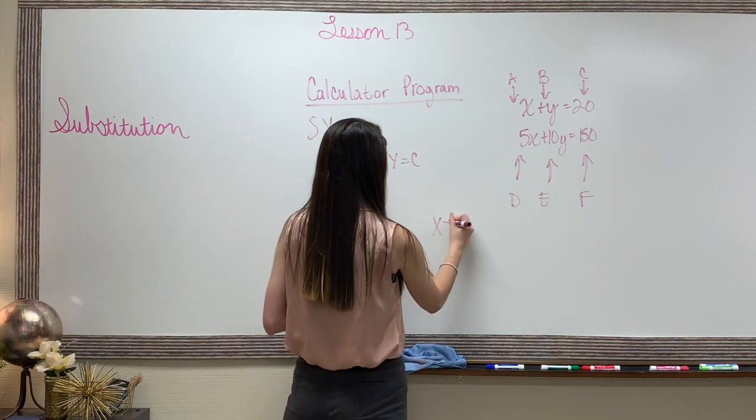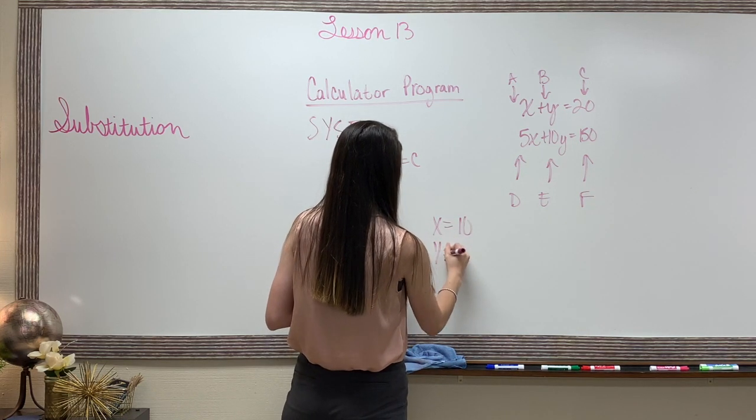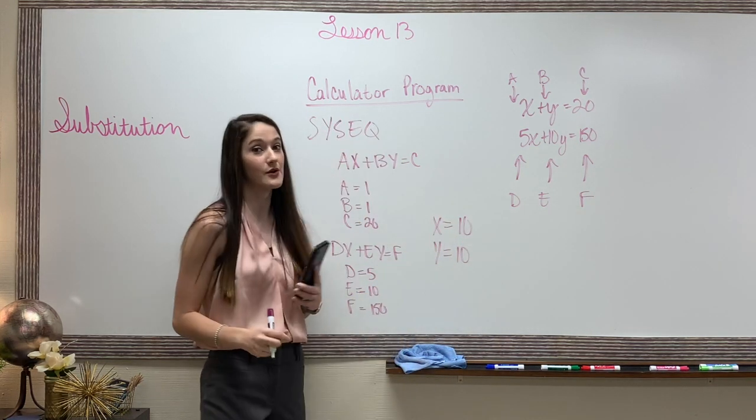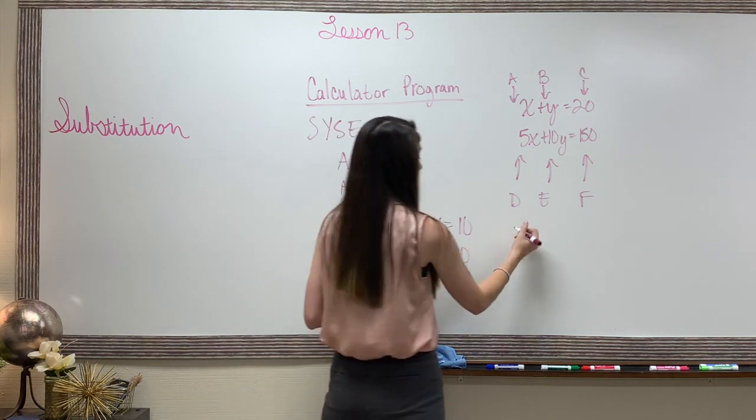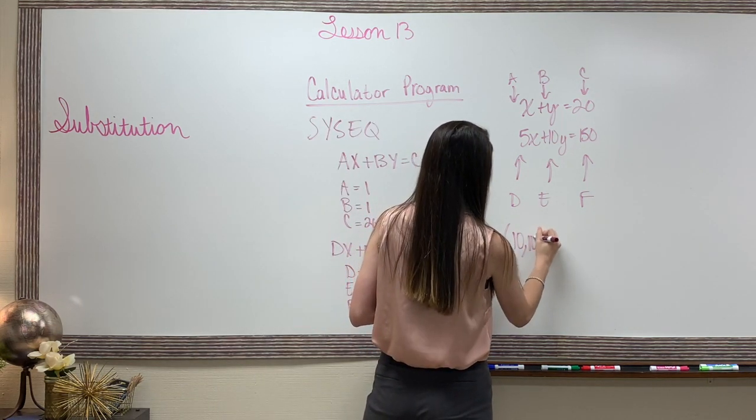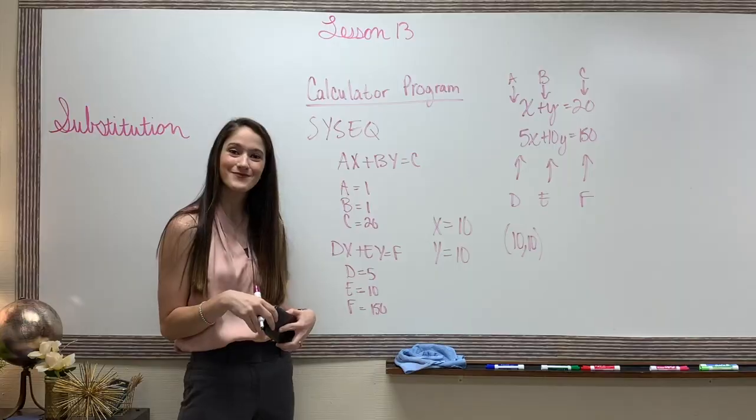And it says x equals 10, y equals 10. Again, this is not how I write my answer. I write it as an ordered pair. So 10, comma, 10, and we're done.